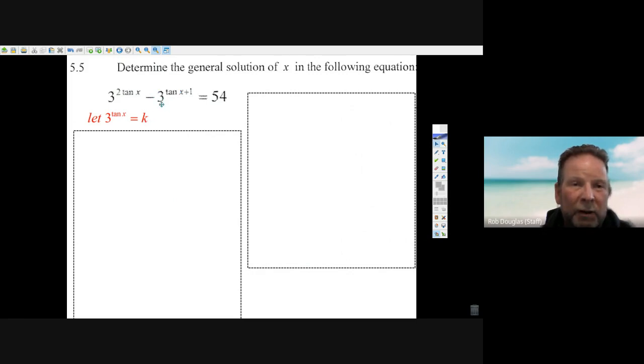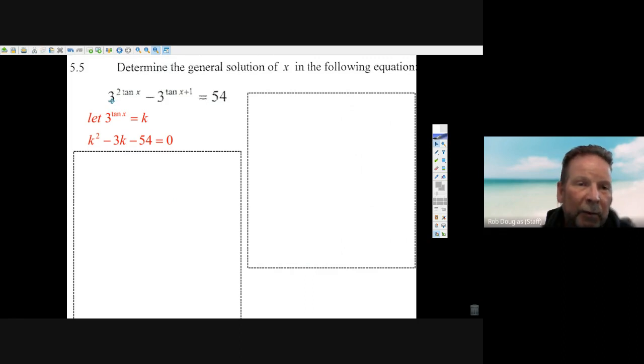So this whole thing would just be k, but then this 3 to the 1 would make it 3k. See, you have 3 to the tan x times 3 to the 1. So it's just 3k. This is 3 to the tan x, but there's a 2 there, so it's k squared. And then we just bring the 54 over, and now we're factoring this.